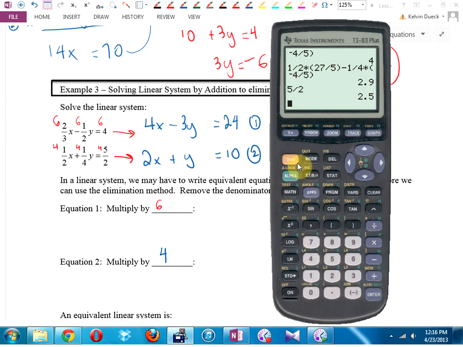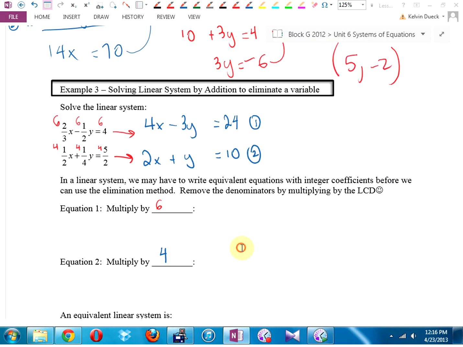Oh, you know what? I typed the equation in wrong. You guys see it? There's my mistake. What's the original equation have there? Plus. I looked at the one above. Oh, have I mentioned that it's easy to make sloppy mistakes? Plus. Hey, there we go. That is 5 divided by 2, 2.5. Are we right? Yes, we are.